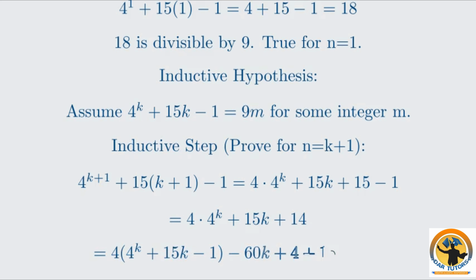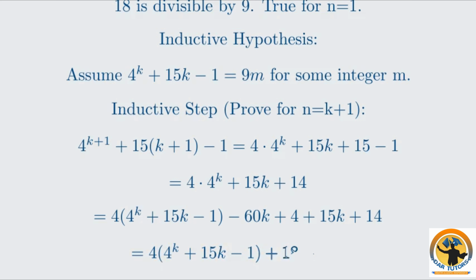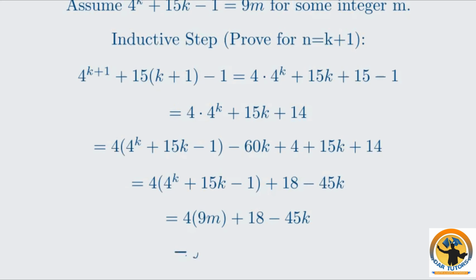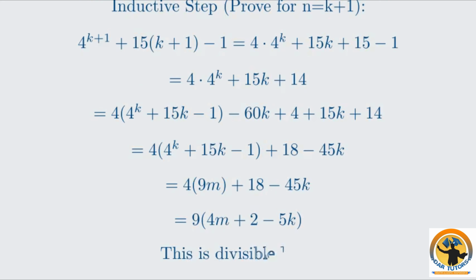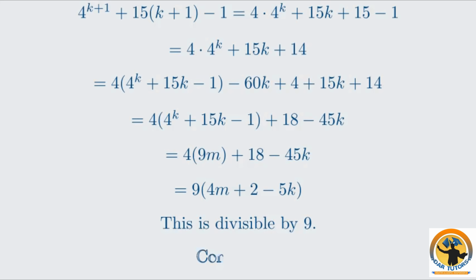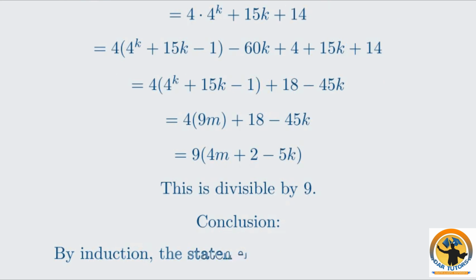We can rewrite this as 4 times the quantity 4 to the k plus 15k minus 1, plus 4 minus 60k plus 14. This simplifies to 4 times our hypothesis plus 18 minus 45k. Substituting 9m for the hypothesis, we get 4 times 9m plus 18 minus 45k. Factoring out 9, we have 9 times the quantity 4m plus 2 minus 5k. This is clearly divisible by 9. The inductive step is complete. Conclusion. By induction, the statement is true for all positive integers n.